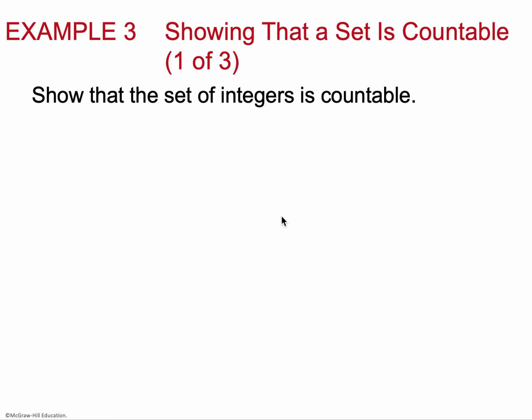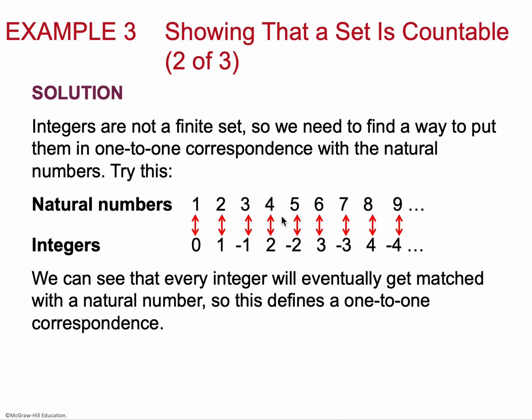So if I want to show that a set is countable, if I have this set of all integers, integers is not a finite set. So I need to find out if they have a one-to-one correspondence. Remember, it's not the number of items that makes it an infinite set. It's that one-to-one correspondence.